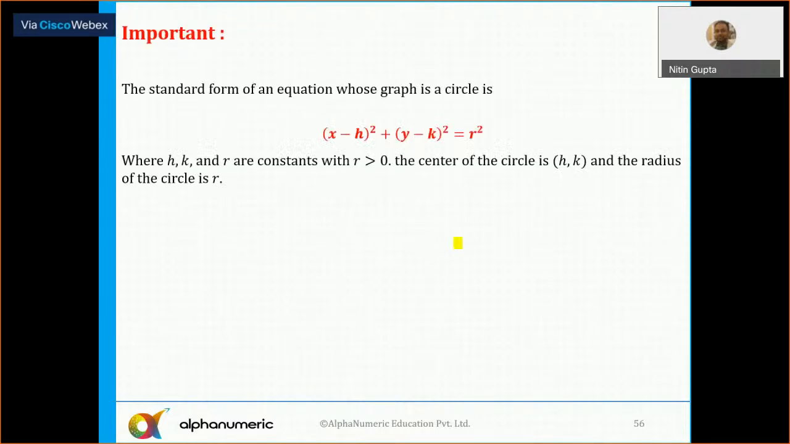Okay. Now the standard equation of a circle: x minus h whole square plus y minus k whole square is equal to r square. In the last couple of years, every year there is around one question based on circles or maybe lines. Usually one coordinate geometry question has been coming for the past 4-5 years. Every paper there is around one question based on coordinate geometry.